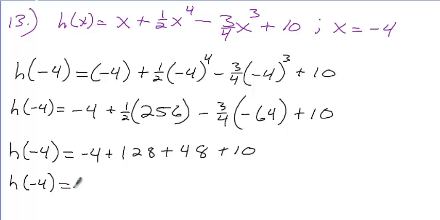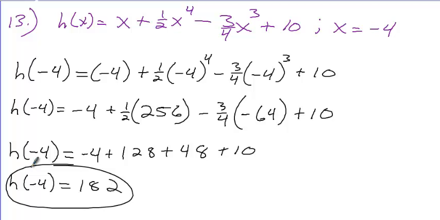So now we just finish off. So -4 plus 128 is 124. Plus 10 is 134. Plus 48, let me see, 134, 142, 182. And that is your final answer. So this is what I was going to say.